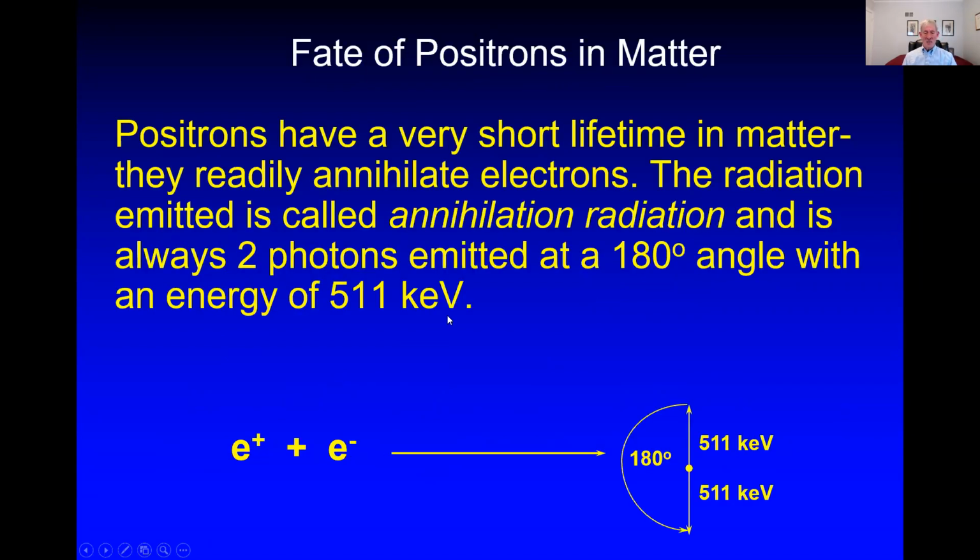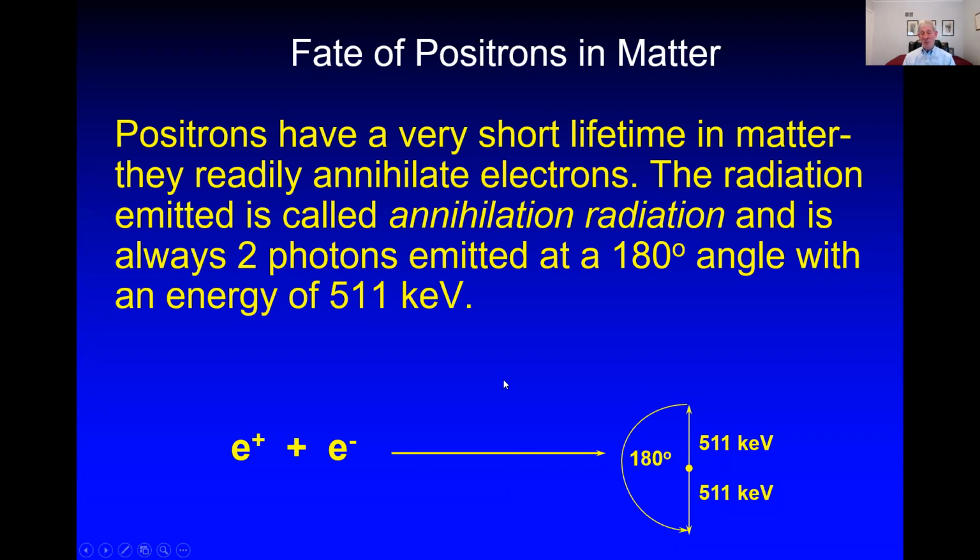Now, what always happens when positrons are emitted? I think you've seen this diagram a number of times already. The positron will ultimately collide with an electron. They will destroy each other, and we're going to get two photons. As you know, they're always 511 keV, regardless of the positron energy. They're always 511, and this angle is always 180 degrees.